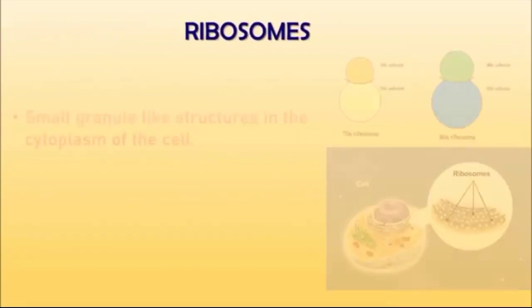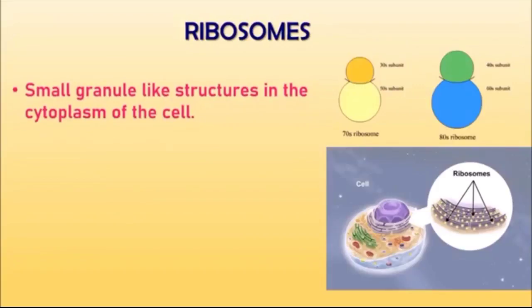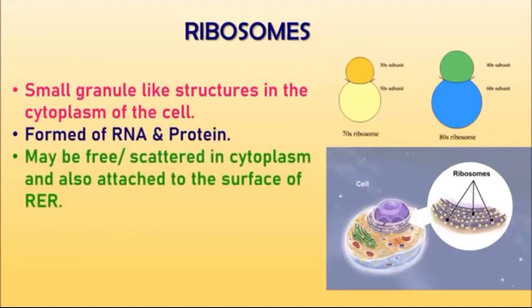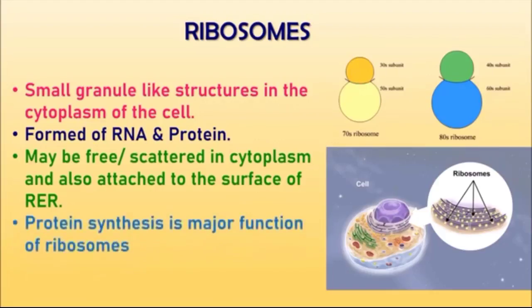Let us see the next cell organelle, that is ribosomes. Ribosomes are small granule-like structures in the cytoplasm of the cell. They are formed of RNA and protein. They may be free or scattered in cytoplasm and also attached to the surface of rough endoplasmic reticulum. Protein synthesis is a major function of ribosomes. Wherever there are ribosomes, it means that some proteins are being synthesized.